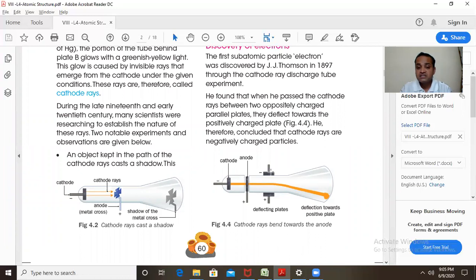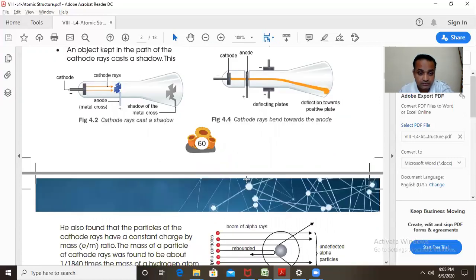Now he just adjusted this tube with a positive plate and a negative plate. He found that when these cathode rays were traveling straight, they were attracted towards the positive plate, indicating that these cathode rays are negatively charged particles. He named them electrons. So in this way, the electrons were discovered.